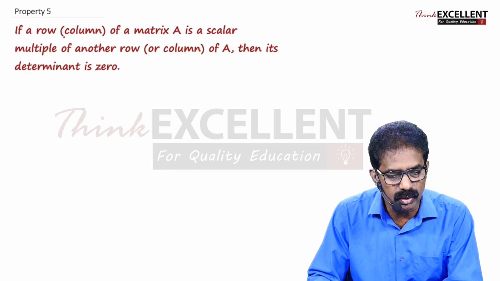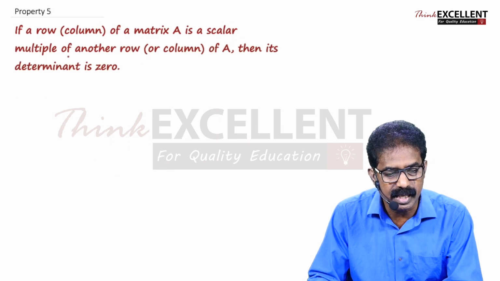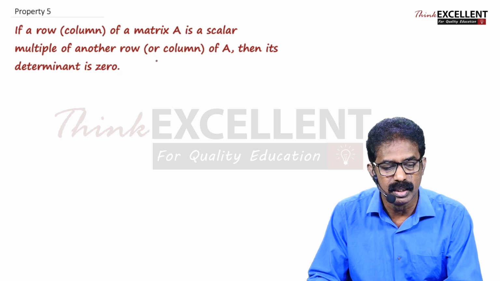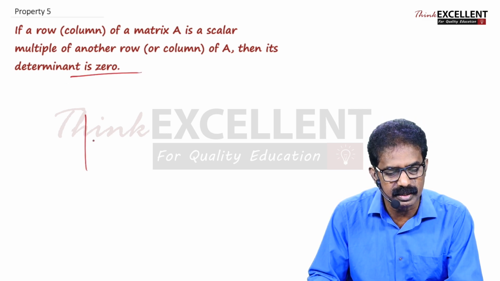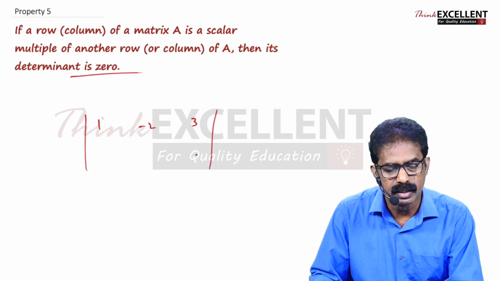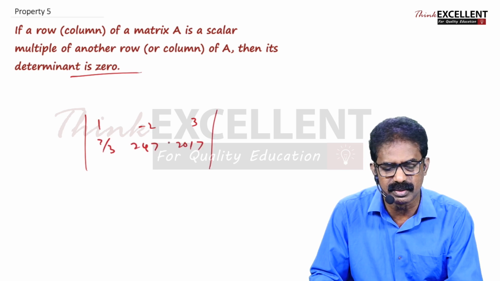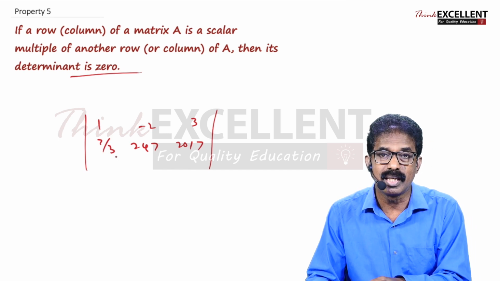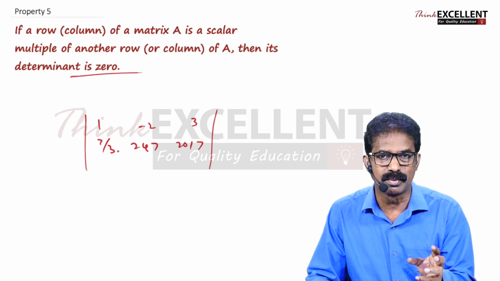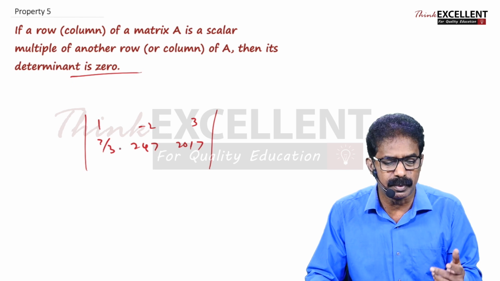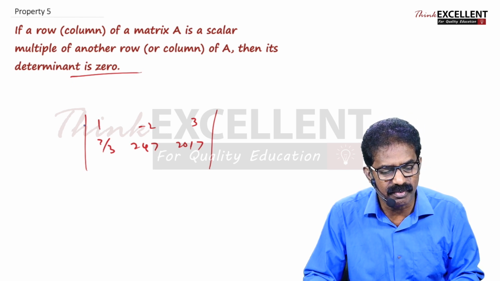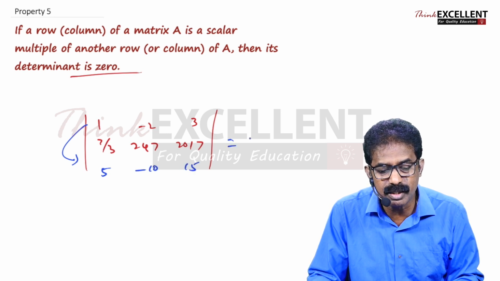Now listen, if a row of a matrix A is a scalar multiple of another row, then again the value becomes 0. For example, 1, minus 2, 3. Then you have that 7 by 3, 247, 24, 201, something like that. Third row, earlier I said, if they are identical, the value becomes 0. Now they are not identical, some multiple. Suppose first row you multiply by 5. What do you get? 5, minus 10, 15. Again the value becomes 0.